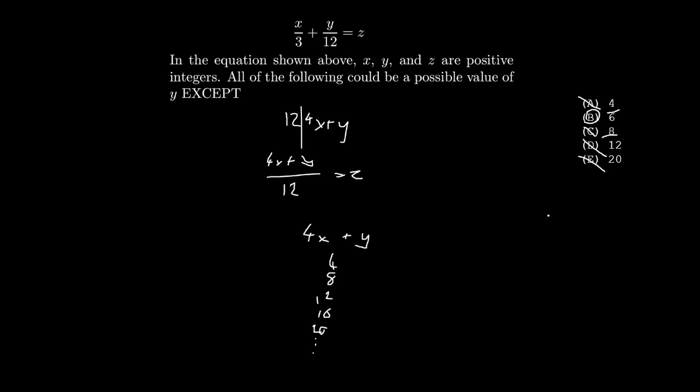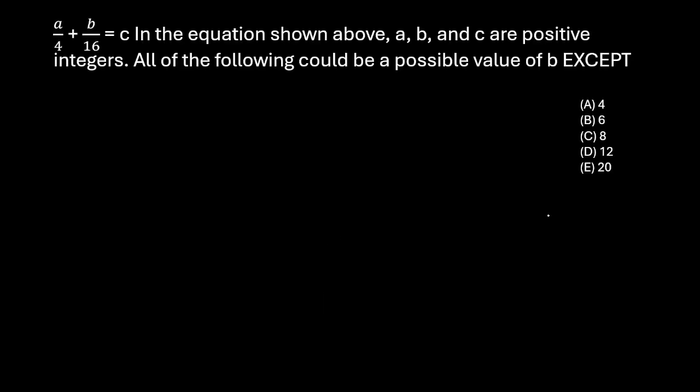Let's see another one. I will show the algebraic method we could use to solve this. So a over 4 plus b over 16 equals c. And the equation not shown above because I forgot to show it above. a, b, and c are positive integers. All of the following could be the possible value of b, except. Okay, so let's see.